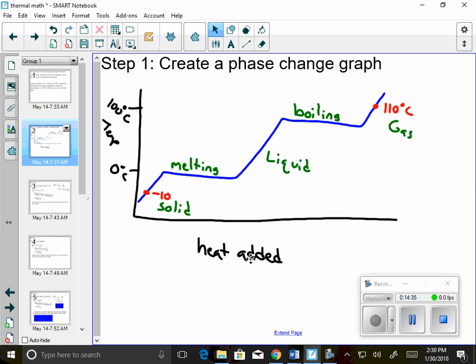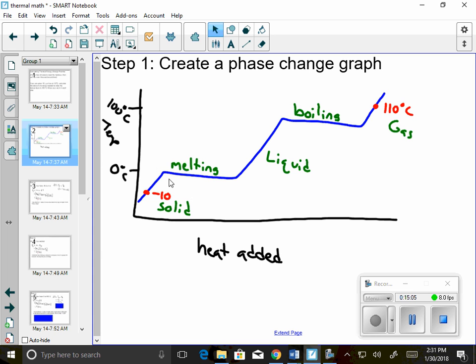I have now done 5 steps. Step 1, 2, 3, 4, 5, or steps A, B, C, D, and E. I've figured out the amount of energy required to do each of these steps. 3 of the steps required Q equals MC delta T because in those 3 steps, the temperature is changing.